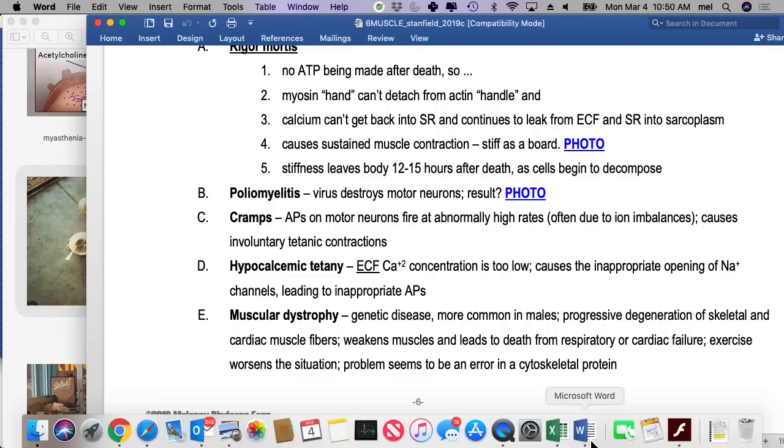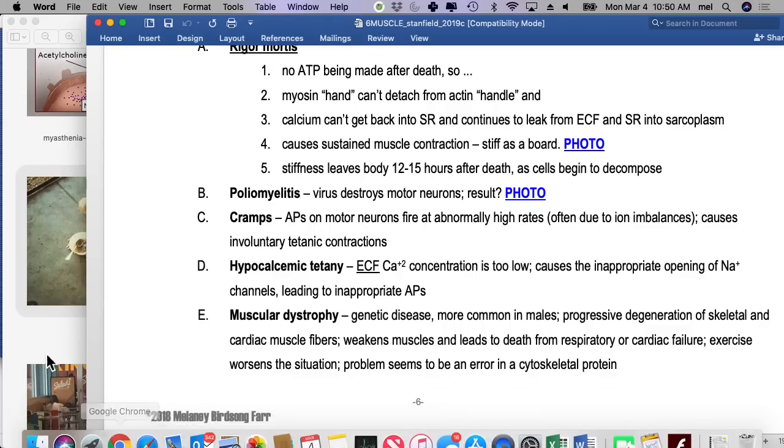polio is a virus that destroys somatic motor neurons. The virus infects and completely destroys the somatic motor neurons. Somatic motor neurons are amitotic. So is this temporary change or permanent change? It's permanent. And of course, the skeletal muscle will not contract unless it's stimulated by a somatic motor neuron. So it causes skeletal muscle paralysis.